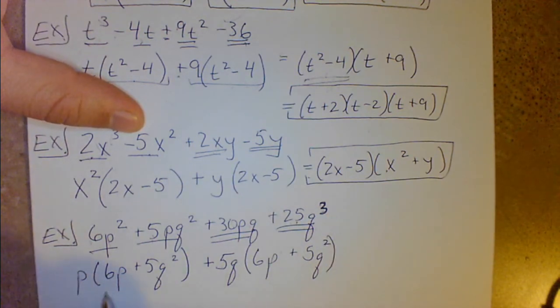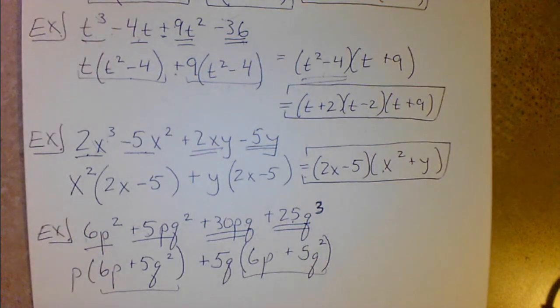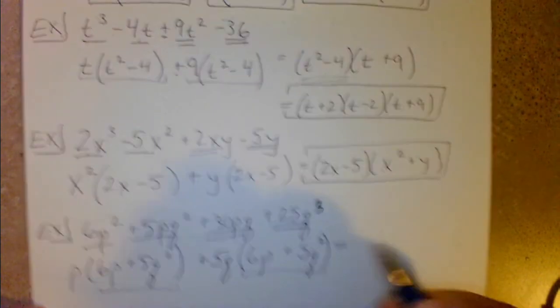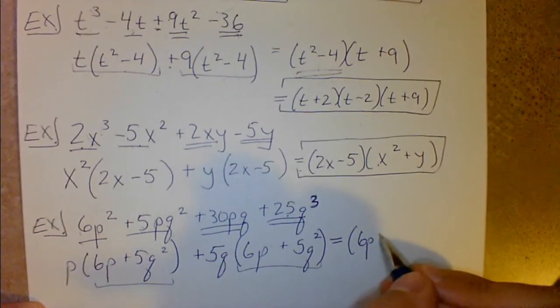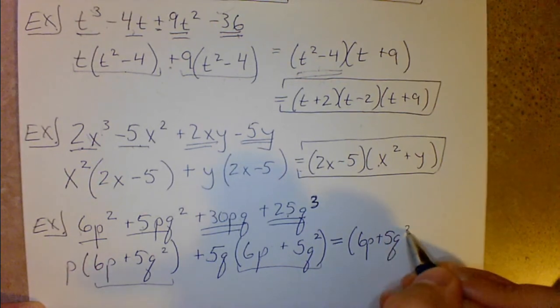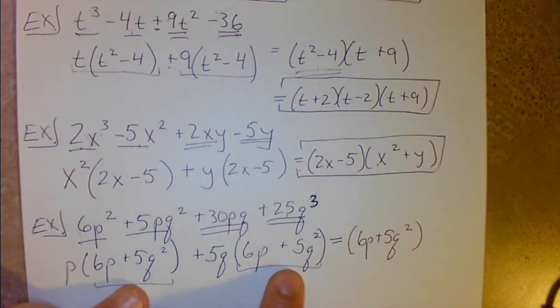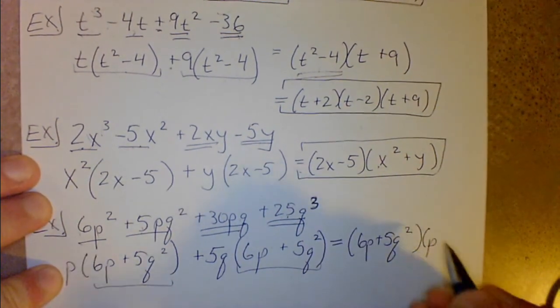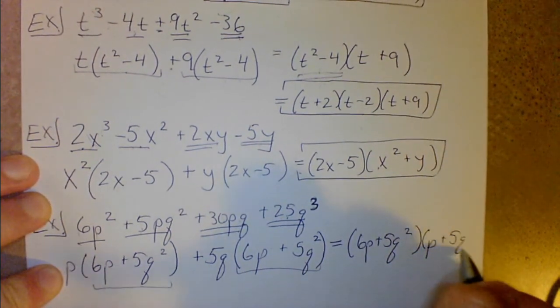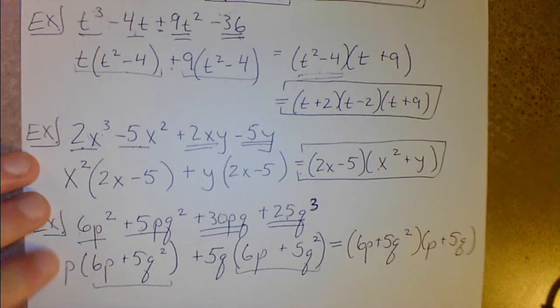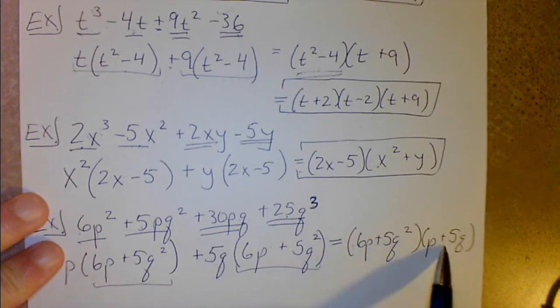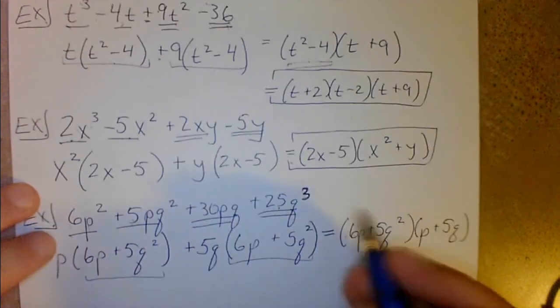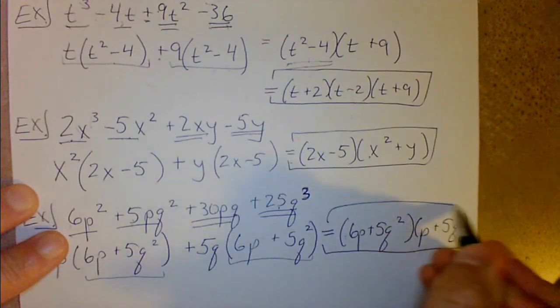All right, now these are the same exact factors in these two terms right here. So now I can pull that out, and I get 6p plus 5q squared. When I pull this thing out of both of these terms, here I'm just left with a p, here I'm left with a 5q, and there's my answer. Once again, FOIL this out, distribute it, make sure you get what you started with right here.